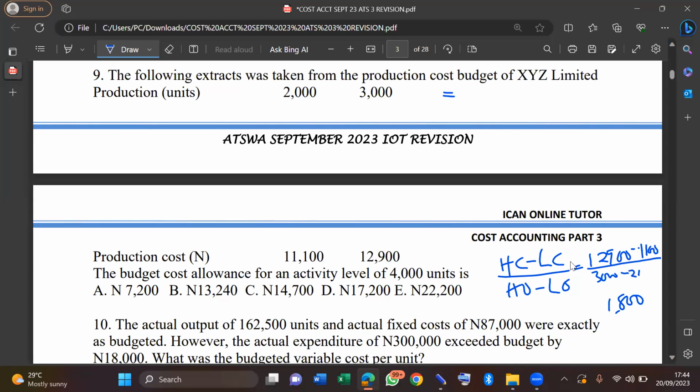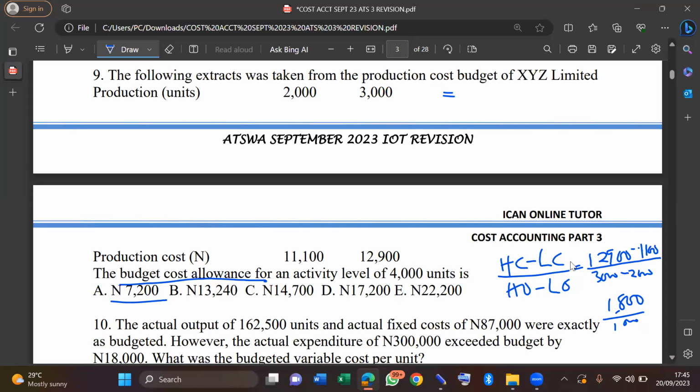Lowest is 2,000. This will be giving you 1,000. 1/8 divided by 1,000 will give you around 1.8. Multiplied by 4,000, you'll be getting 7,200. High and low. But this is quite simple. What did they ask us to do? Budget cost allowance.